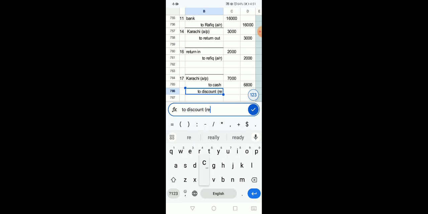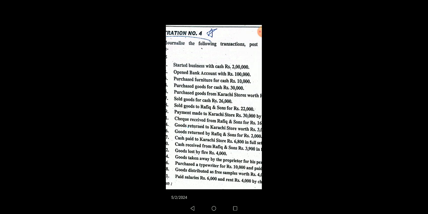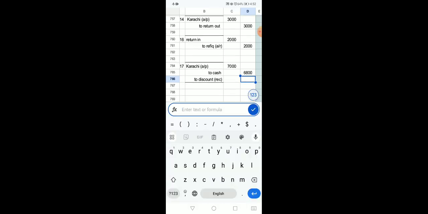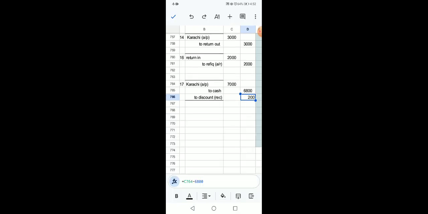But which discount? You have received discount. Amount of discount is not mentioned, one thing. And secondly, it has not been mentioned where the discount is. Cash paid to Karachi 6,800 full settlement, and discount is not mentioned. So indirectly we have understood if total amount payable was 7,000 while we are paying only 6,800, it means we have received some discount. How much discount? It's easy to understand that total amount was 7,000 and we are paying 6,800. It means the remaining amount is the discount which is given by Karachi.